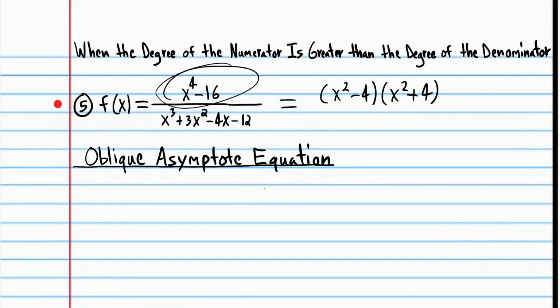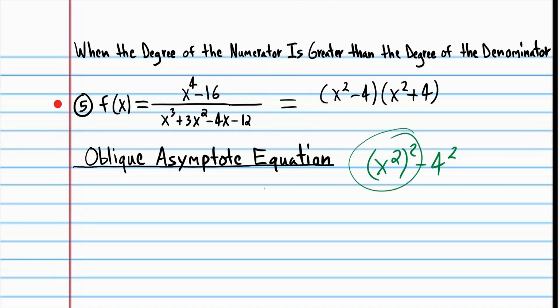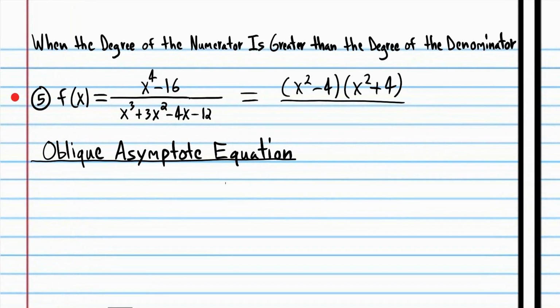The numerator is the difference of two squares, even though this is not a square, it's a fourth power. But you can consider this to be x squared squared minus 4 squared. So that would look like this down in green. We have x squared squared minus 4 squared. So it's the difference of two squares. And we're going to factor by grouping.